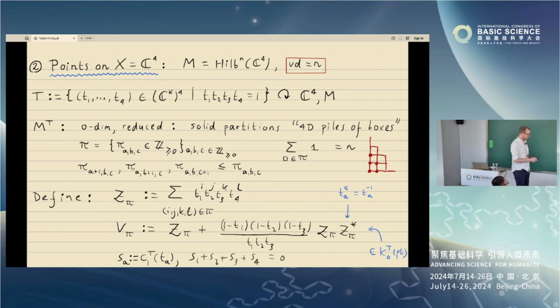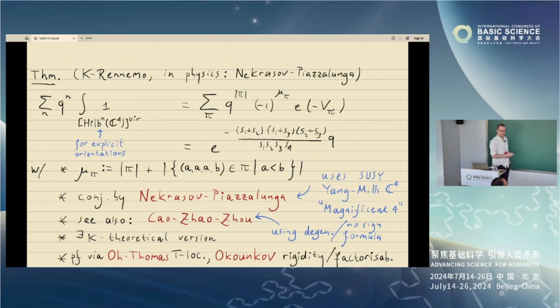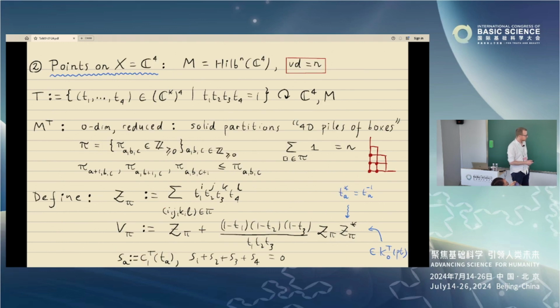So then there's the following theorem, which is announced already for a while, but... Yeah, that's right. In that sense, it doesn't appear. That's right.